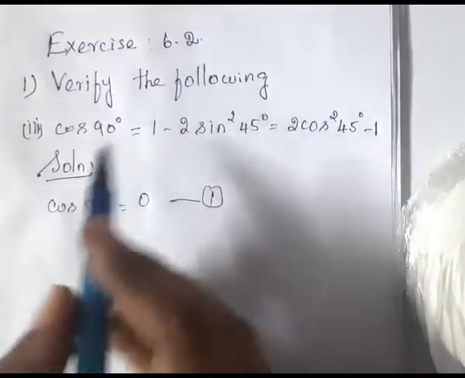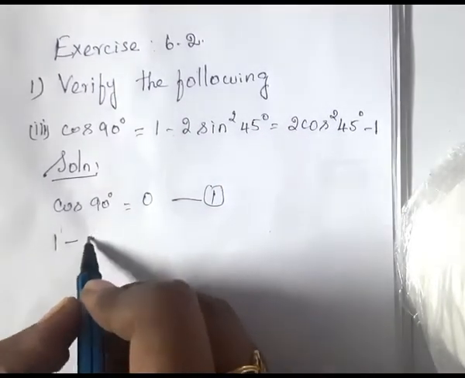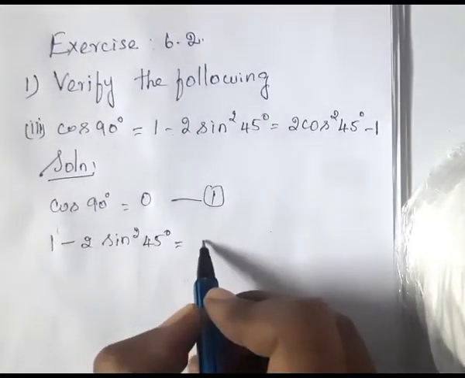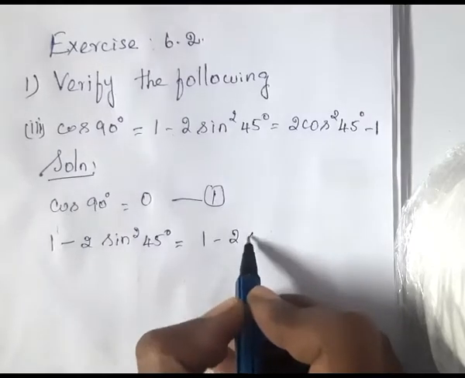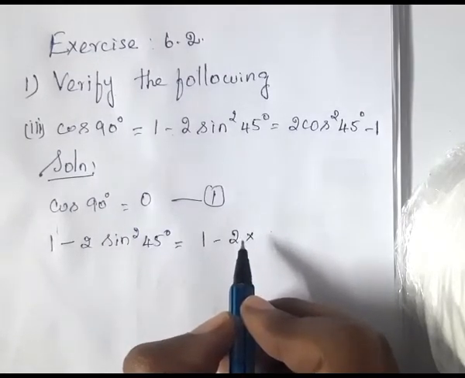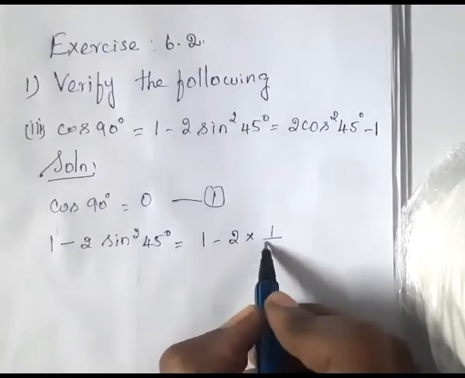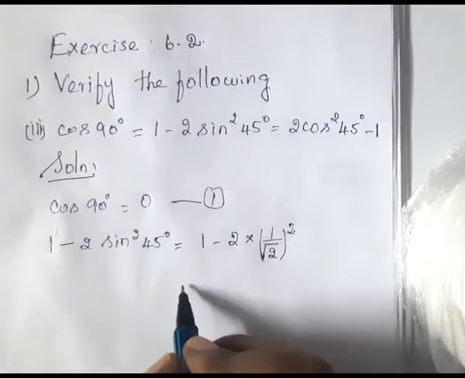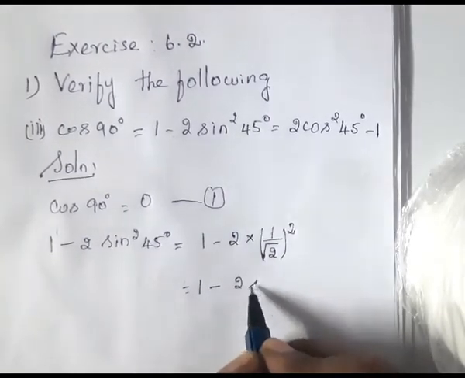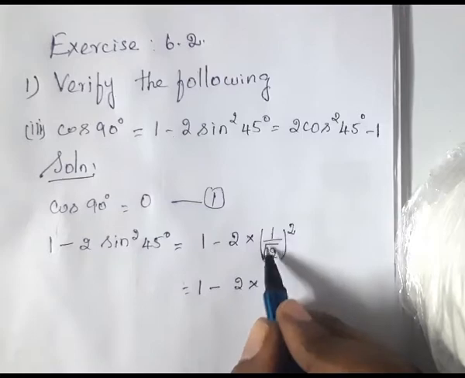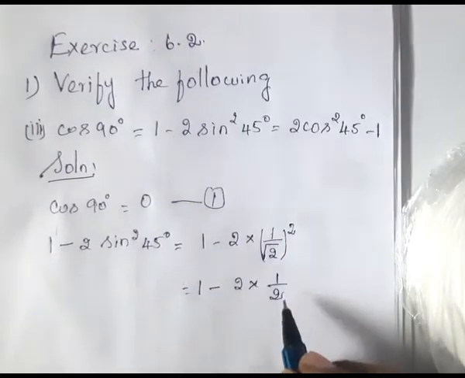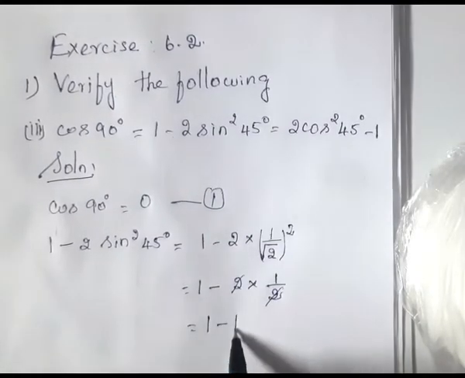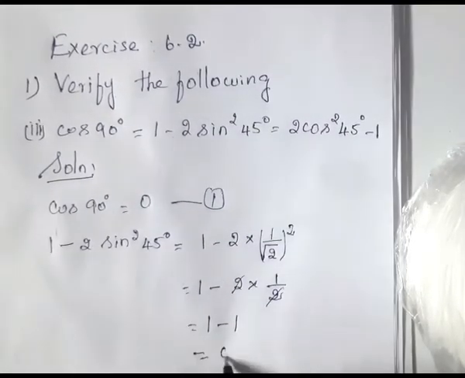Next you can take this part, 1 minus 2 sin square 45 degree equal to 1 minus 2 into sin 45 degree is 1 by root 2. You know here we have square, so square. Then 1 minus 2 into, the square root and square will be cancelled, so 1 by 2. Cancel it. What will you get? 1 minus 1 equal to 0.